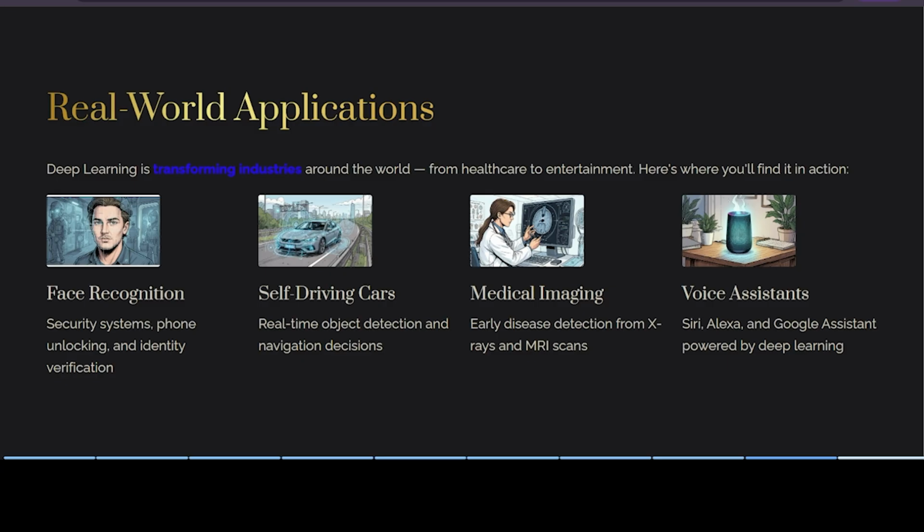Medical imaging means MRI scans and X-ray scans, where radiologists use deep learning models to analyze them. They are often used to spot details that might be missed by the human eye. And voice assistants like ChatGPT, Siri, and Google Assistant use transformer architecture to understand the content structure and generate human-like conversations. These are the major examples of deep learning.